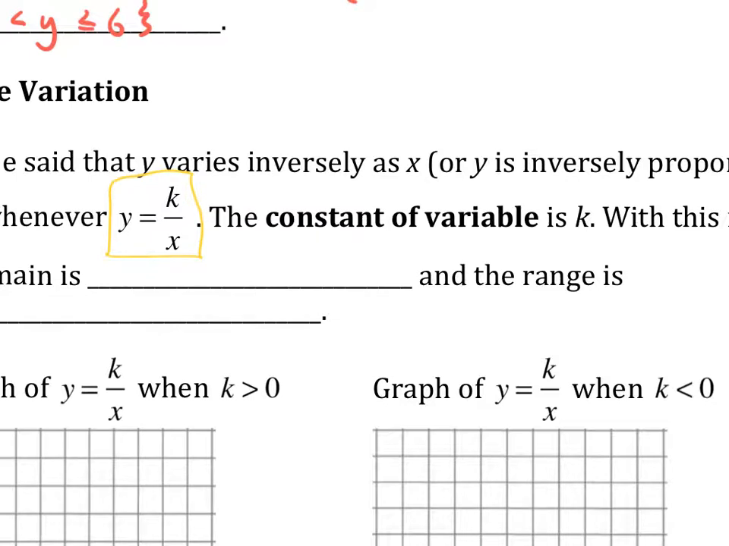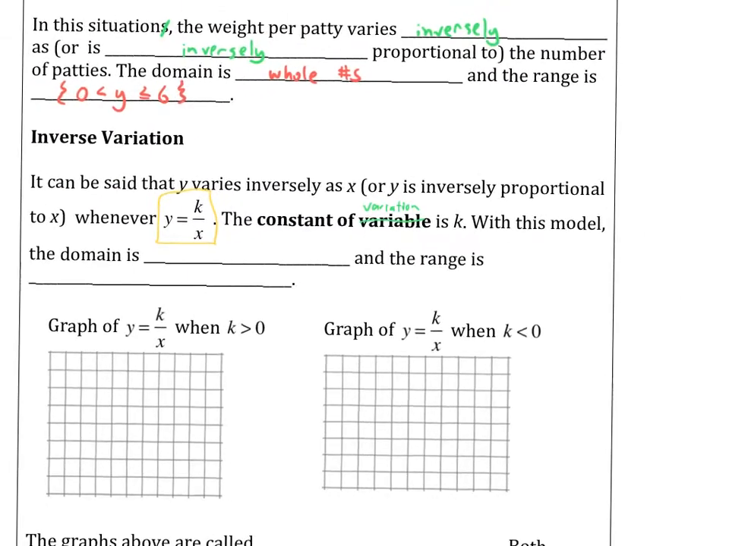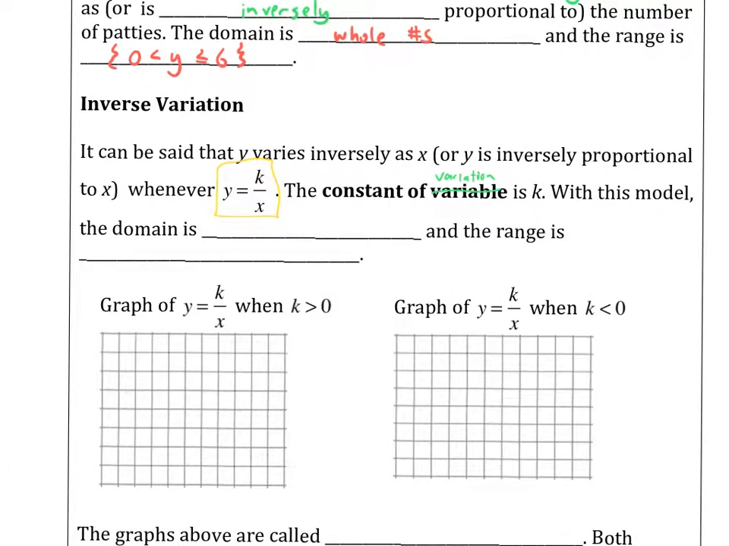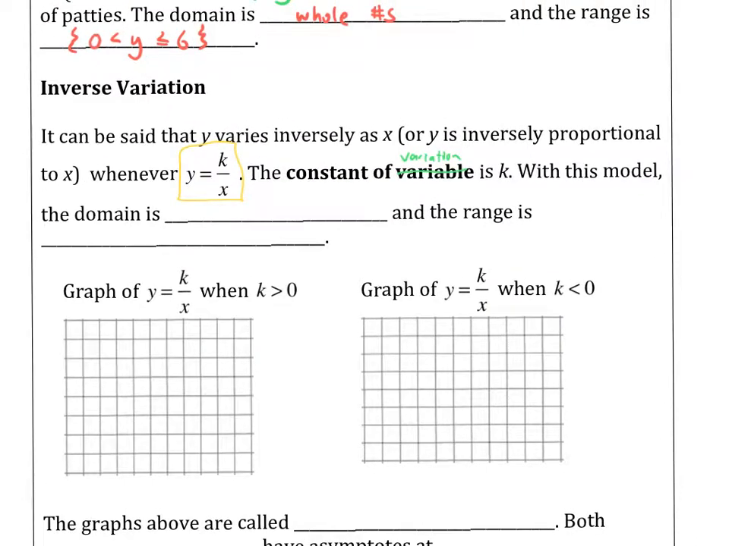So I do have a constant, a variable, and the constant. Good, so make that change real quick. This is the constant of variation, k. So in our original situation, I have 6 pounds of meat, and that doesn't change. It's constant. So with this model, the domain is always going to be all real numbers except 0.